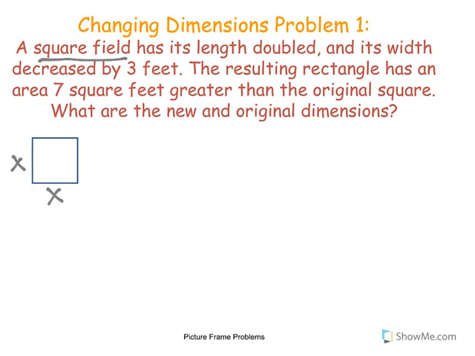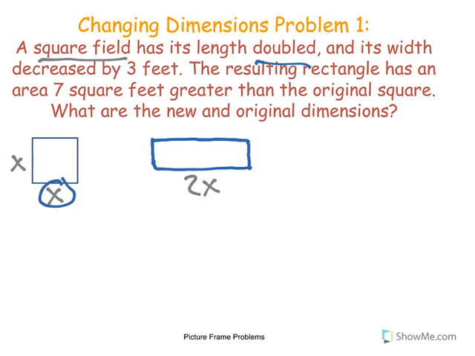Now it says its length is doubled. Now the length and the width are kind of subjective. They're the same. And its width is decreased by 3 feet. All right, so one of these x's is going to be doubled, and one of these x's is decreased by 3. So we're going to have a longer but thinner figure. So let's imagine that this is my new rectangle. So I had a length here of x units. Now it was doubled. So I'm going to call this now 2x units.